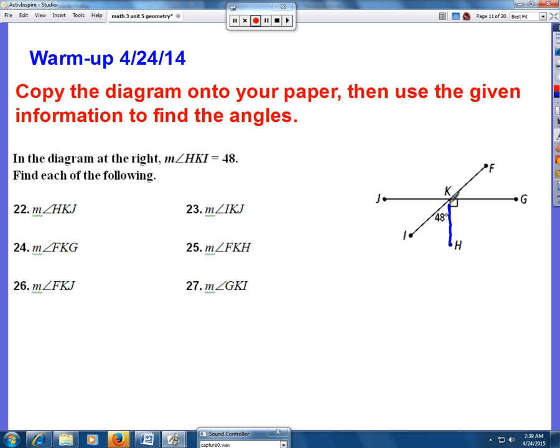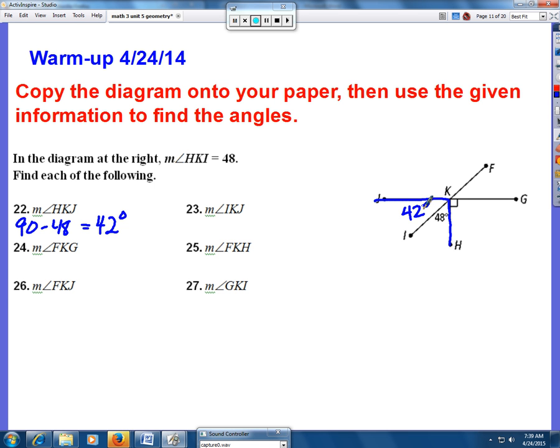So how would I find HKJ, this angle here? Well, I know, because this symbol means that's a right angle, that these two angles have to add up to 90 degrees also, because this is a straight angle, which is 180. So 48 plus what number equals 90? So I just do 90 minus 48, and I get 42. So I know this is 42. I can fill that in on my picture now.